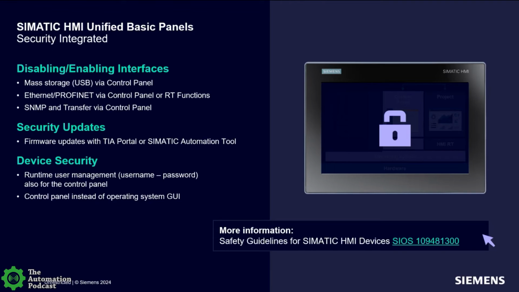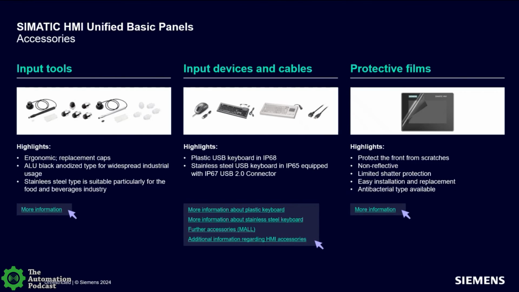And other tools and accessories that we do offer, we've got styluses and keyboards. Yes, you can actually plug a mouse and keyboard into these Unified Basic panels and operate them through that like it's a PC station. But most of the time people are just limited on space and they run with these basic units and the touch screen. But you can put USB port devices for mice and keyboards in.